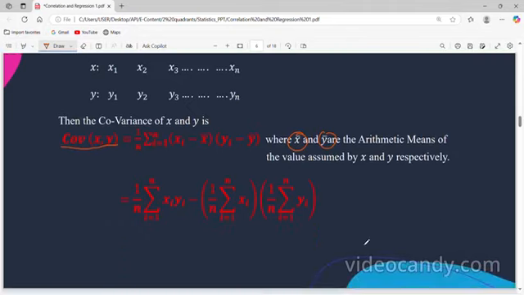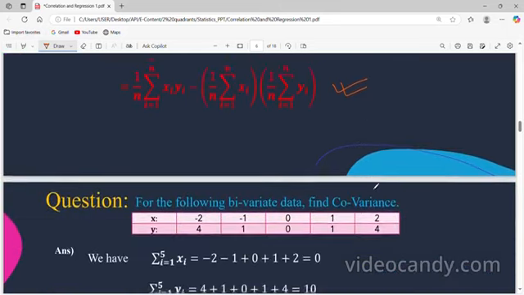Here we will put the formula of this. After simplifying, two terms will be cancelled out and two terms will remain. So this is the formula of covariance, or we can say cov(x,y). Next is one problem.